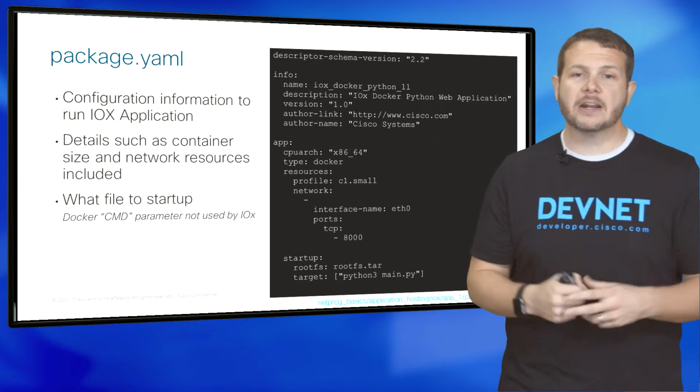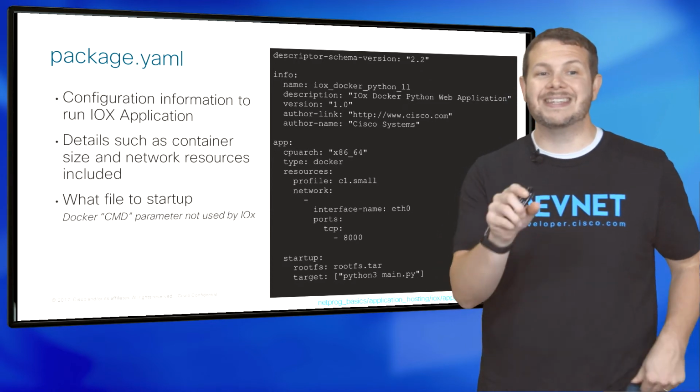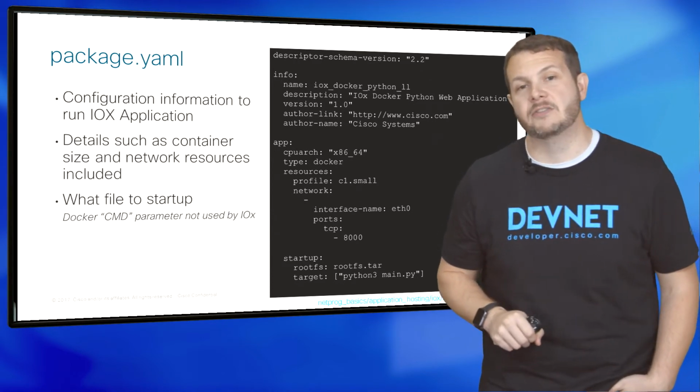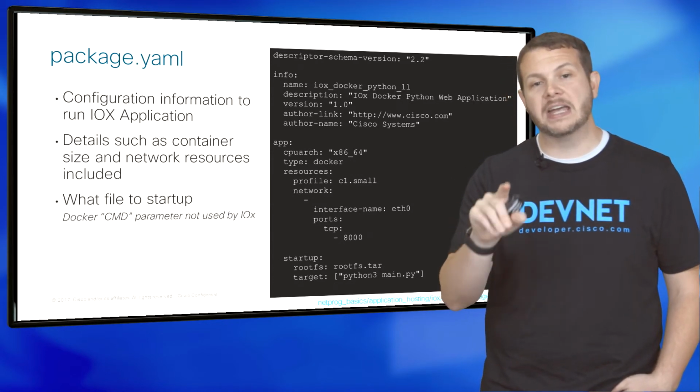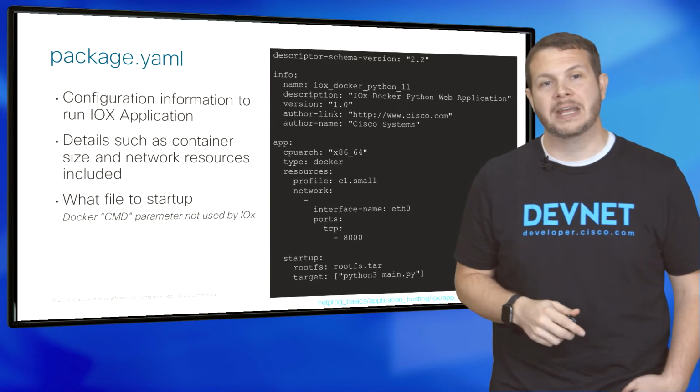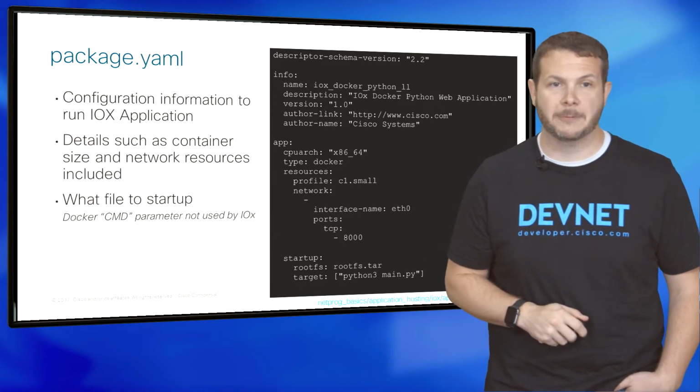If you're familiar with Docker applications, you may be used to using the CMD, or the command parameter inside of your Dockerfile for this. Currently, IOX does not use that, and you have to specify using that target element inside of package.yaml.